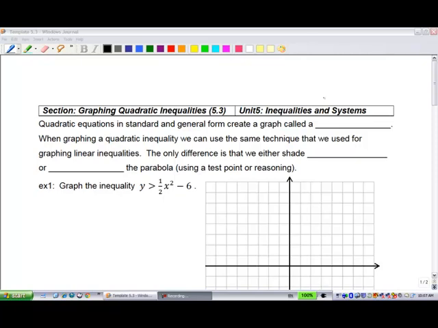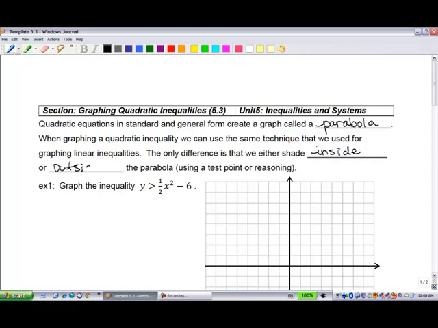So quadratic equations in standard and general form create a graph called a parabola, which we've seen already. When graphing a quadratic inequality, we can use the same technique that we used for graphing linear inequalities. The only difference is that we either shade inside or outside the parabola, and we can use a test point again or just simply reason.